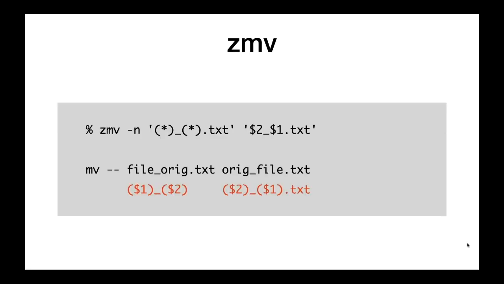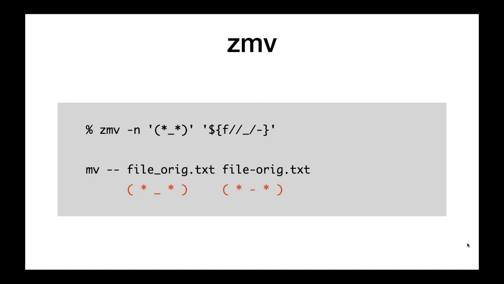ZMV can go totally crazy. This command will take the part before an underscore and the part after an underscore and swap them around. So that's kind of interesting. And this one will replace all underscores with dashes in the files that are available. So ZMV, extremely powerful, takes some learning, getting used to, but can do really cool things.